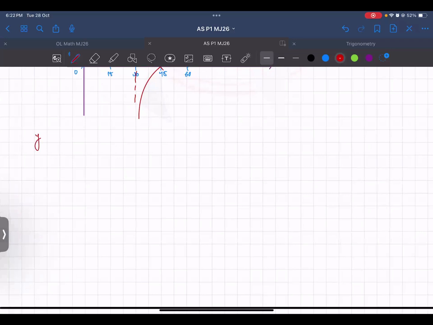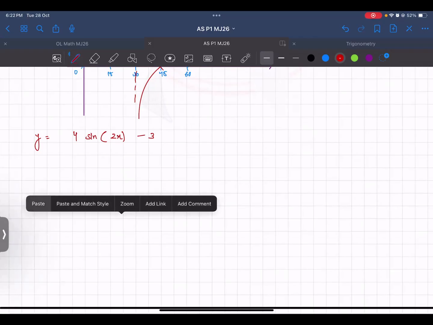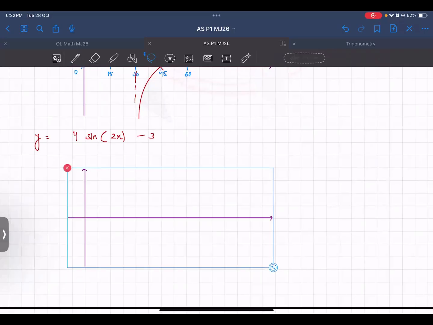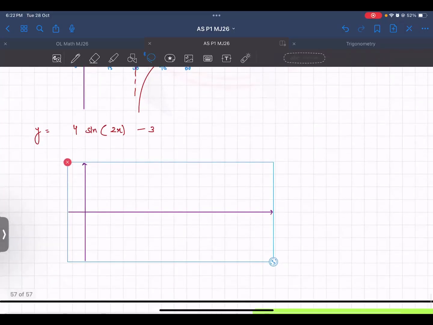Let's do y is equals to 4 sine 2x minus 3. All three of the things combined. The questions in the exam won't be as complicated. Okay, so don't worry, I'm just combining. I'm doing the more difficult part with you, so that you people understand the easier ones yourself as well.